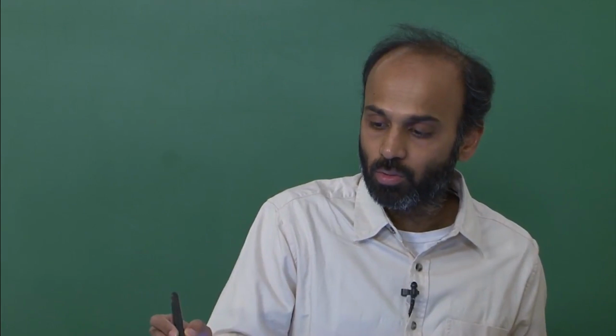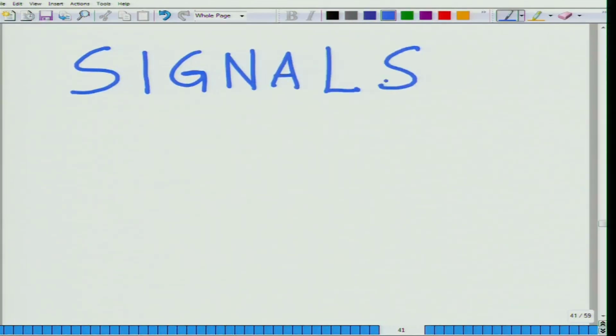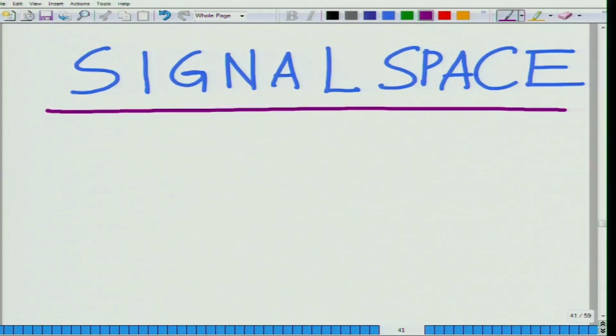Alright, in today's module, let us start looking at another concept in digital communication. It's a very important concept and in fact also one of the most fundamental frameworks, which is termed as a signal space. Okay, it's slightly abstract, but it has several applications, especially in digital communications. So let us start looking at what is known as the concept of signal space.